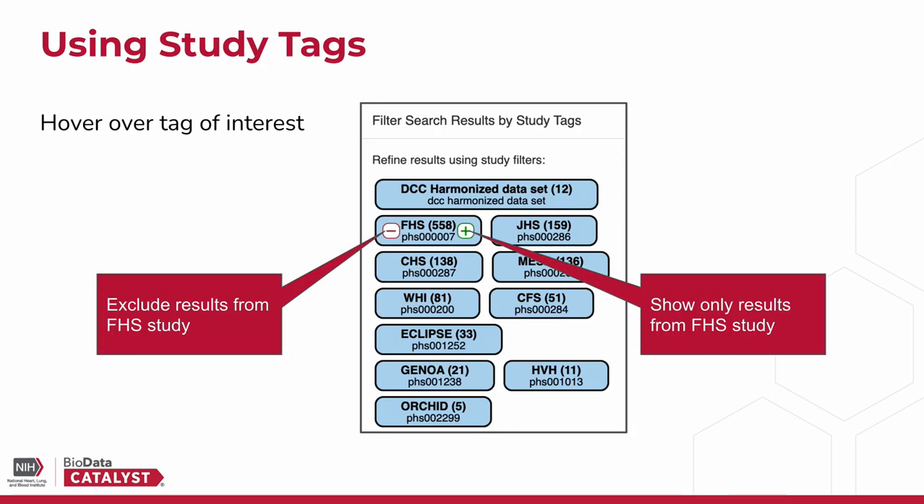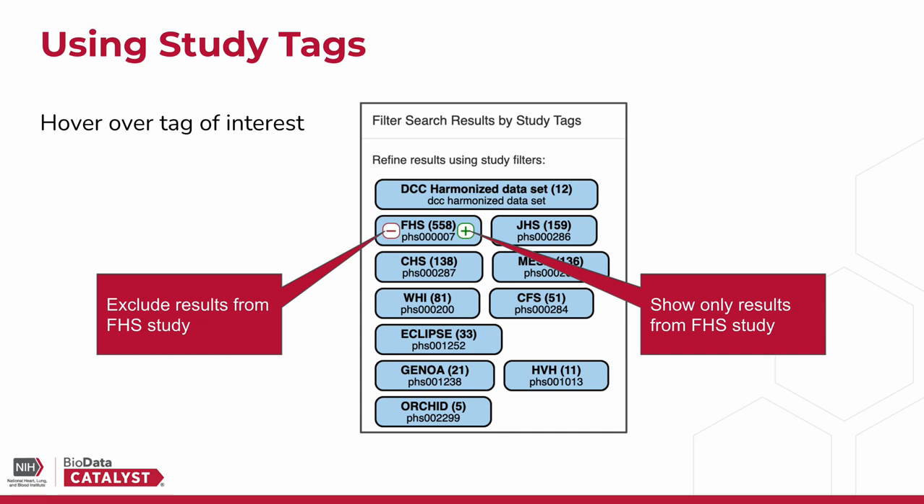Here we can see a close-up of the Filter Search Results by Study Tags box. To apply a tag of interest, we can hover over the tag. In this example, let's say we are interested in the Framingham Heart Study, or FHS. We hover over the FHS tag and see that there are two actions.